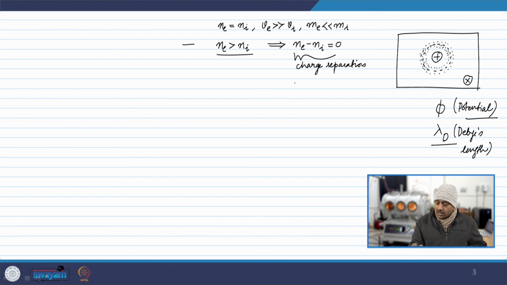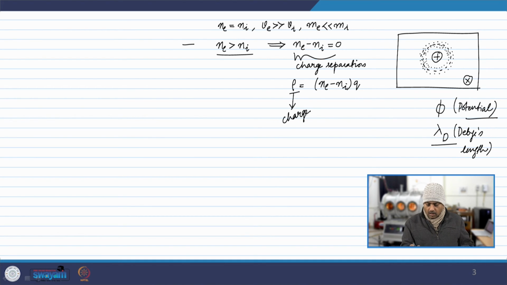How is charge separation going to play a role? If you want to account for the charge density, that is, the amount of charge available per unit volume, then the charge density has to be Ne minus Ni, the number of electrons per unit volume minus the number of ions per unit volume. That means if there are more electrons, we take Ne minus Ni. Effectively we have more electrons, and you multiply with the charge, then you get the charge density. What is this? This is the charge per unit volume.